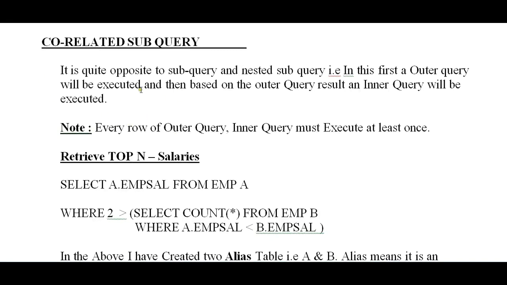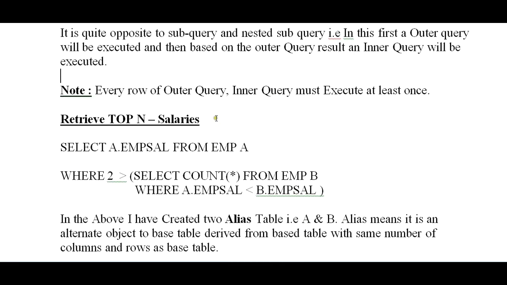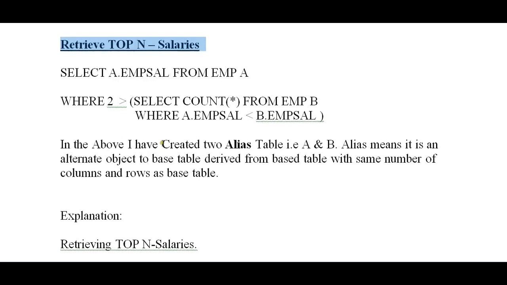It is said to be quite the opposite of subquery and nested subquery. That is, in this, first an outer query will be executed, and based on the outer query results, an inner query will be executed. Note, every row of the outer query or inner query must be executed at least once. Now we will take an example of retrieving the top n salary. I'm trying to create some aliases of the employee table. There will be two aliases. Let us look at the query.